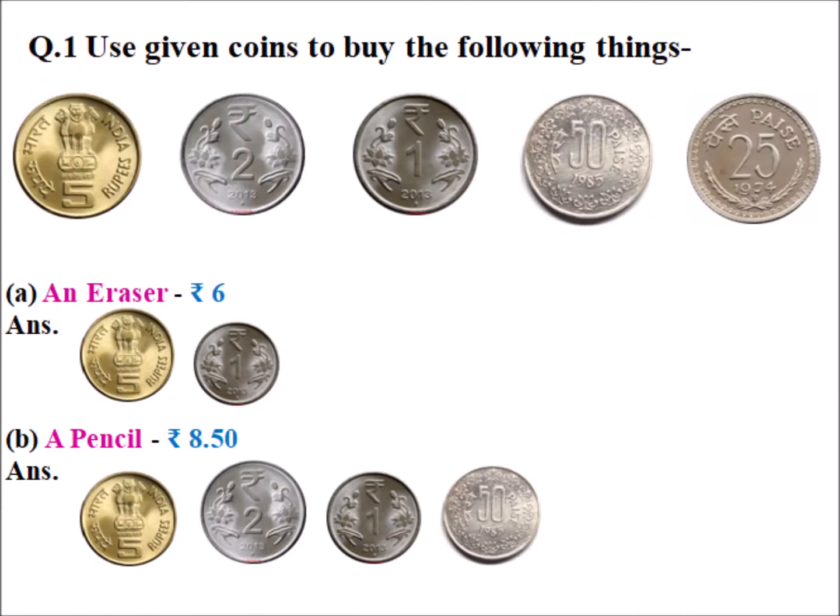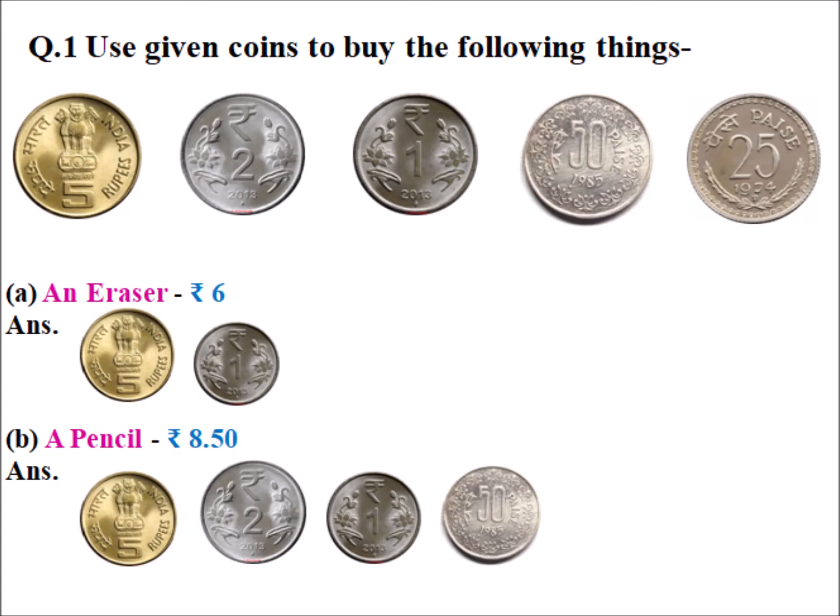Now come to the questions, and our first question is: use given coins to buy the following things. Children, as you can see, 5 coins are given below: 5 rupee coin, 2 rupee coin, 1 rupee coin, 50 paise coin and 25 paise coin. To buy an eraser we need rupees 6 and we can use only given coins. So we will use one 5 rupee coin and one 1 rupee coin and it will be rupees 6.